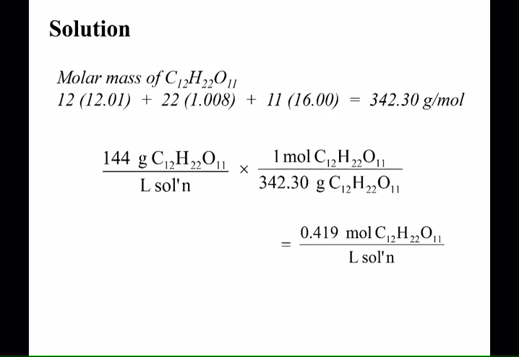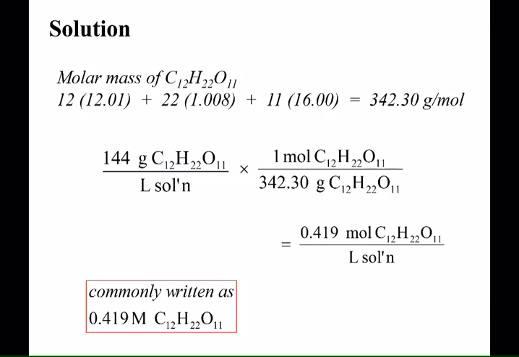Usually, though, if I'm working this problem, I'm going to write it like this: 0.419 capital M, and then say what the solute is. So that capital M, we say that's molar. 0.419 molar sucrose, C12H22O11. We say the molarity of sucrose is 0.419.